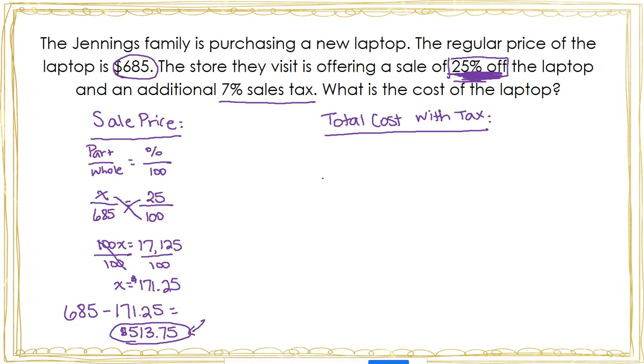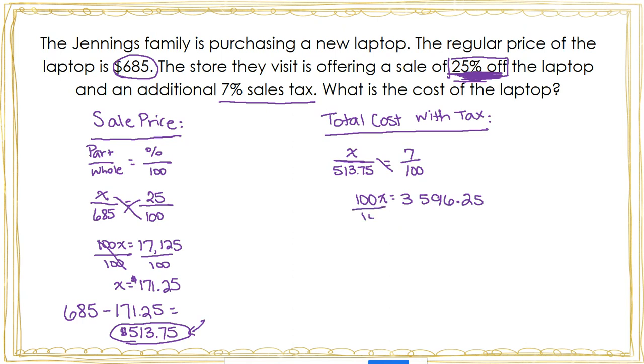I know that they're going to pay $513.75 for the laptop. That means that the whole cost of the laptop has now changed to $513.75. I still don't know the part, so I don't know what the 7% is going to be, but I know that my percent is 7%, and that's always over 100. Now I can use this to cross multiply. X times 100 gives me 100x, and then 7 times 513.75 gives me 3,596.25.